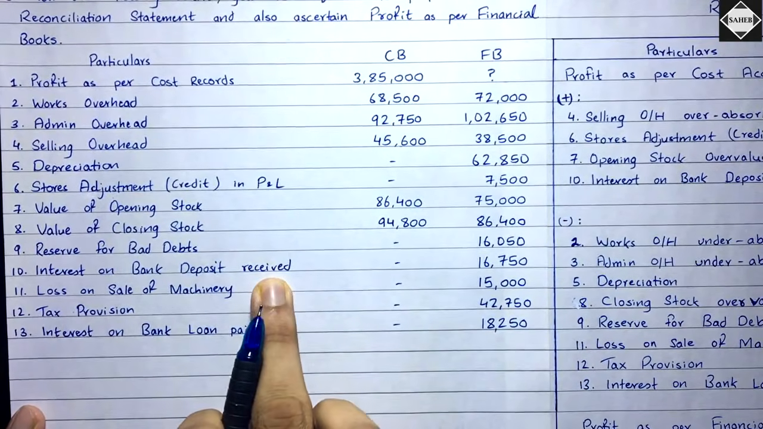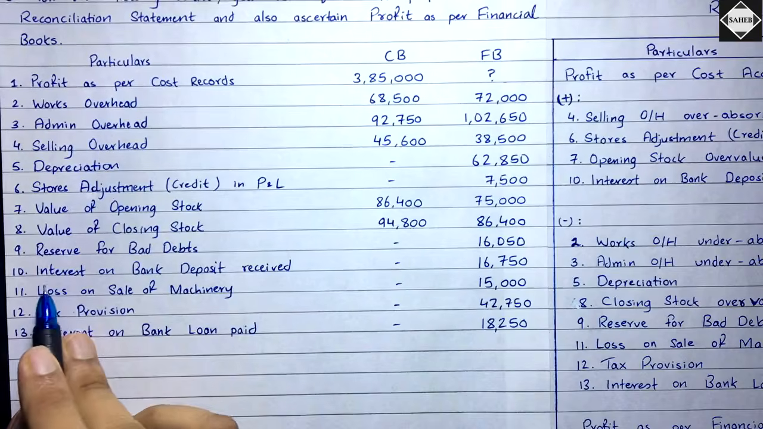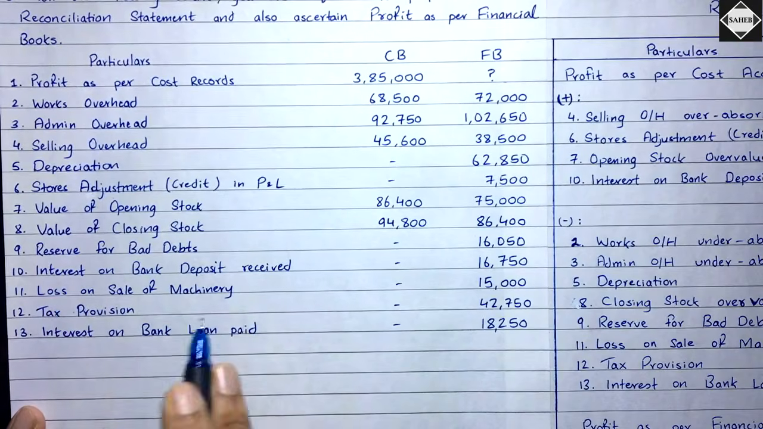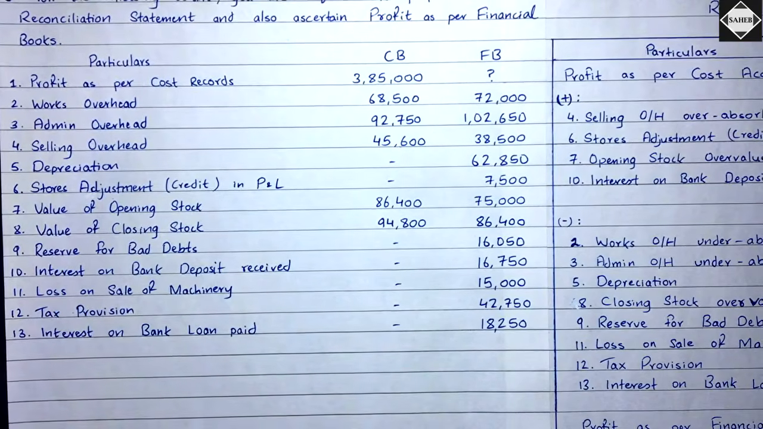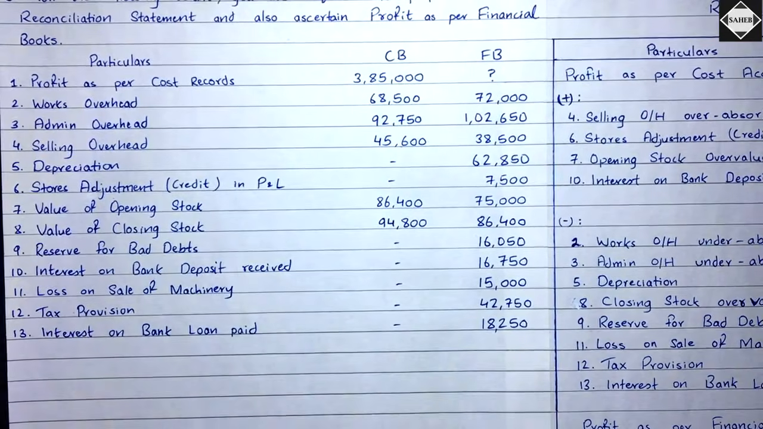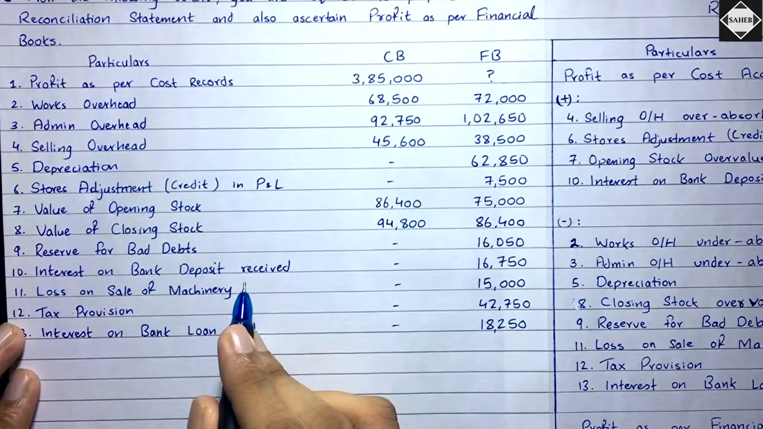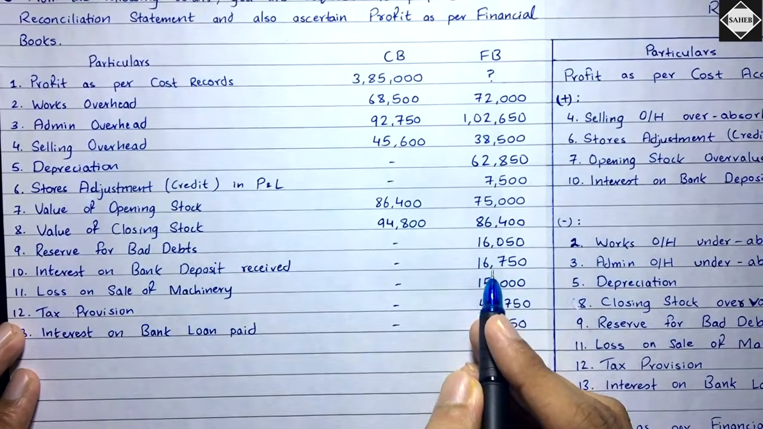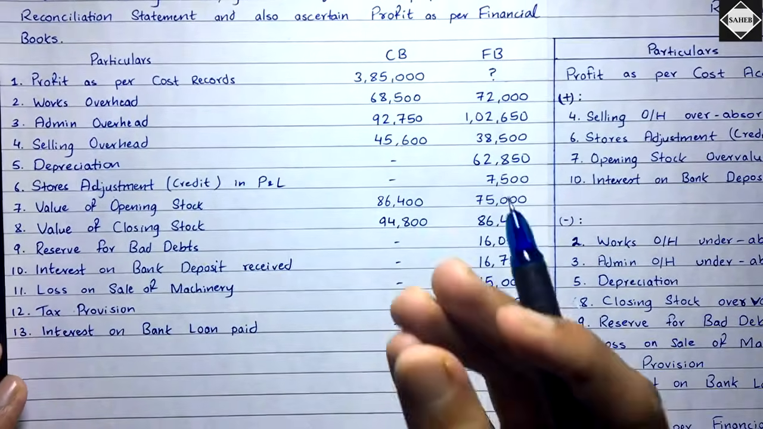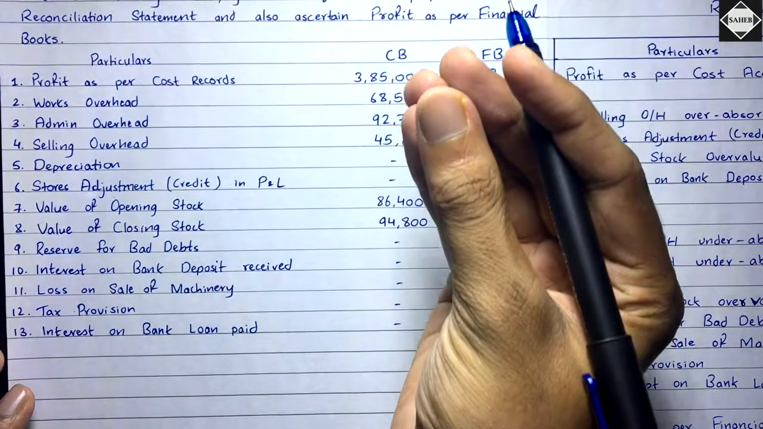Purely financial items: reserve for bad debts, interest on bank deposit, tax provision, interest paid, and all these things will never be recorded in the costing books, only in the financial books. Is that okay? So this income has been recorded only in the financial books. See here, income is recorded only in the financial books.